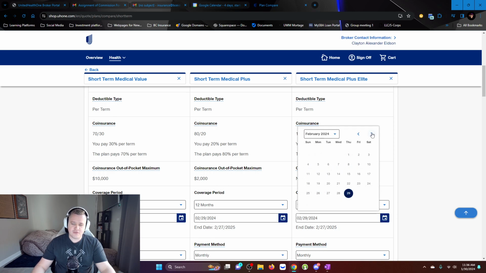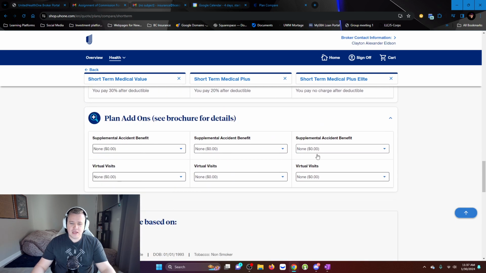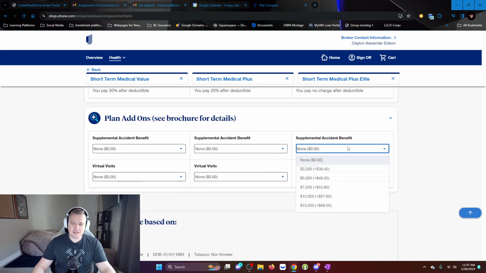And then, of course, you don't get the rate increase. A little hack to get around it. But anyways, so let's say we're going to have a February 1st start date. And then I go to the bottom, and I'm going to have the accident supplements reflect the deductible, or the deductible and the max out of pocket.